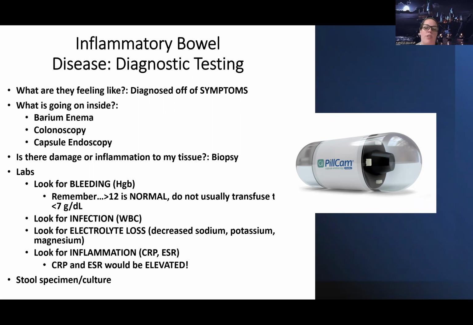So there's something like this that's called a capsule endoscopy, and it allows us to go in with a camera and take a look around and see what's going on inside, in those places where maybe we can't reach with a scope.